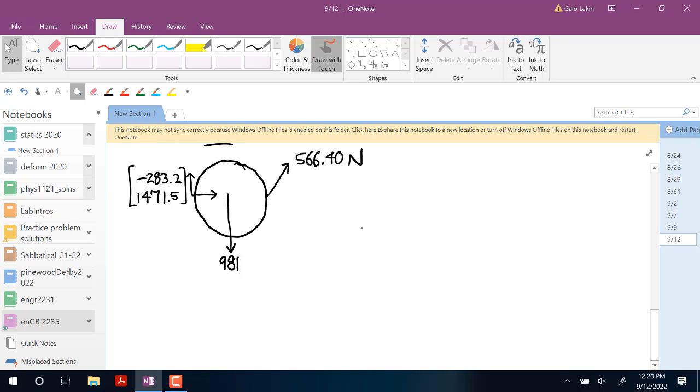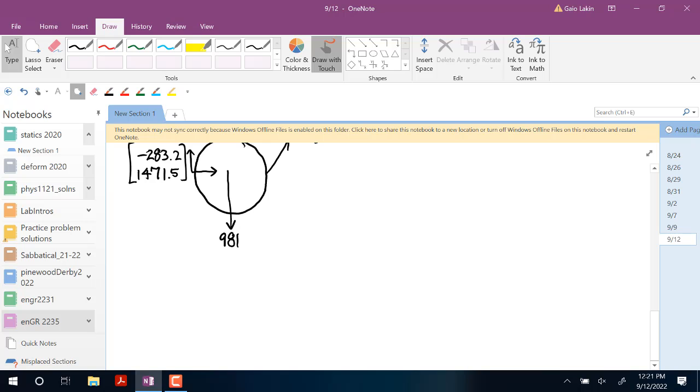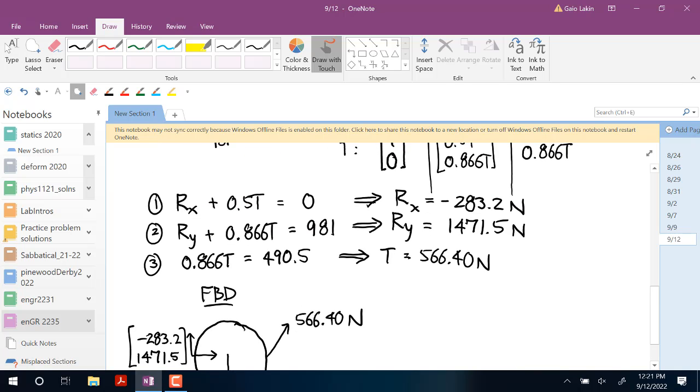If you already know the direction of it, you can just write it as a magnitude like that and just show the direction. I chose that.